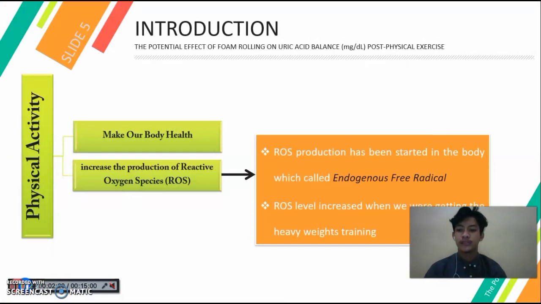Next, introduction. Intense physical exercise relates to muscle damage, and it can increase the production of reactive oxygen species, or ROS. ROS production has started in the body, which is called endogenous free radicals, and the level will increase caused by a combination of several factors, one of which is physical activity, such as training with relatively heavy weight training.